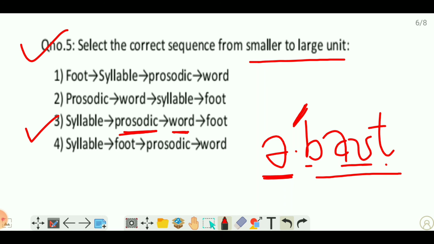And then comes foot. A foot is used to describe the rhythm in a language. It is a combination of stressed and unstressed syllables throughout the speech to produce a rhythm in a language. So foot is something which is beyond words. It is a suprasegmental feature which occurs in connected speech.